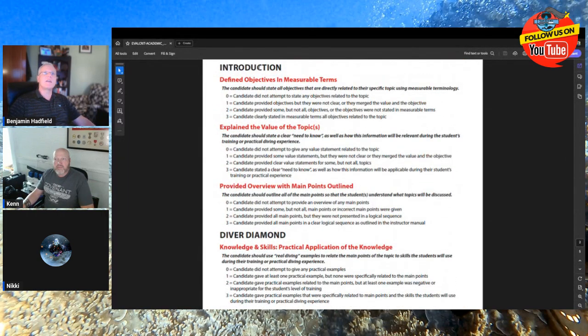Did she define the objective in measurable terms? The candidate should state all objectives that are directly related to their specific topic using measurable terminology. Candidate clearly stated in measurable terms all objectives related to the topic. I think that was a 3. Okay. Did she express it in a measurable term?